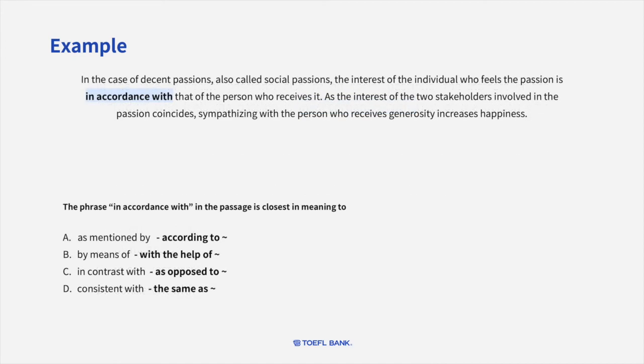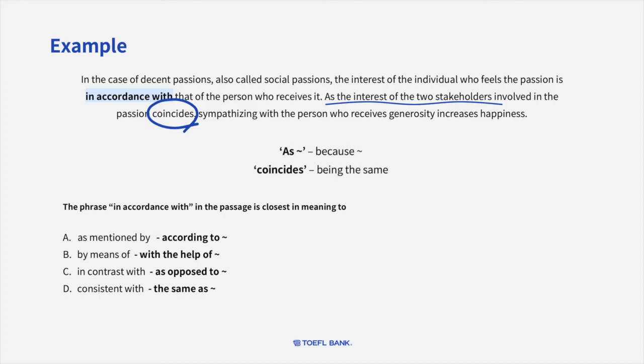Selecting the correct answer to this question is not much different from selecting a single word question. Even though in accordance with has in and with front and back, the point is to find the closest meaning to the word accordance. But these phrase questions are relatively easier because the clue to selecting the correct answer is easier to locate. The sentence after the one containing the given phrase begins with, as the interests of the two stakeholders involved in the passion coincides.